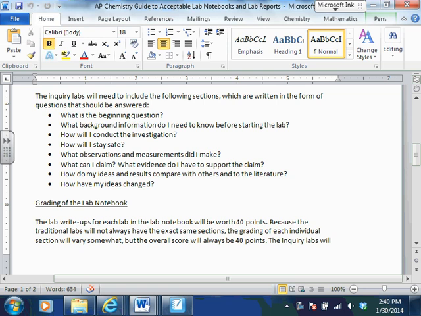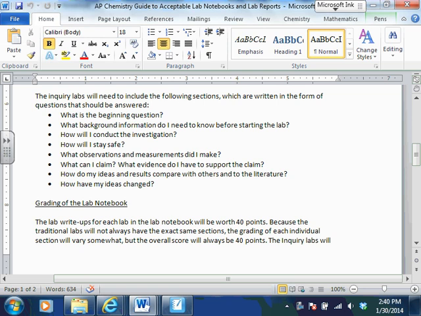How do my ideas and results compare with others in the literature? I don't see any way we can really meaningfully answer that question this time. So just leave that section out. Don't worry about the ideas and results or comparison section. How have my ideas changed? Now you can write something there. So the comparison section, just to reiterate, you do not need to have that for this lab.